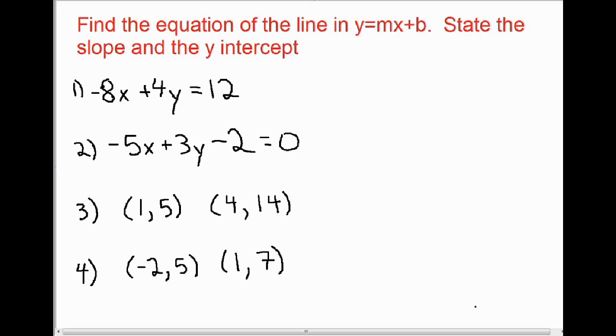I'm going to warn you, the last question is going to involve some fractions, so you're going to have to be careful with how you're multiplying and adding and subtracting fractions there. If you're able to come up with the equation of each line there and state what the slope and the y-intercept are for each one, congratulations, you now have a firm understanding of an introduction to finding the equation of the line.